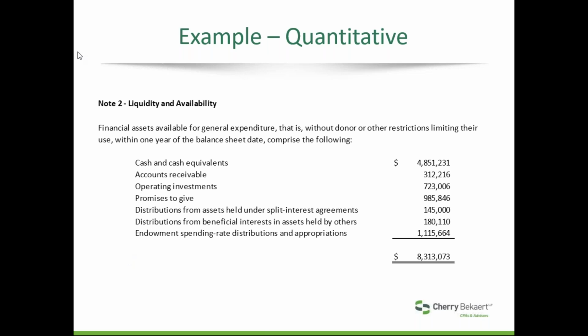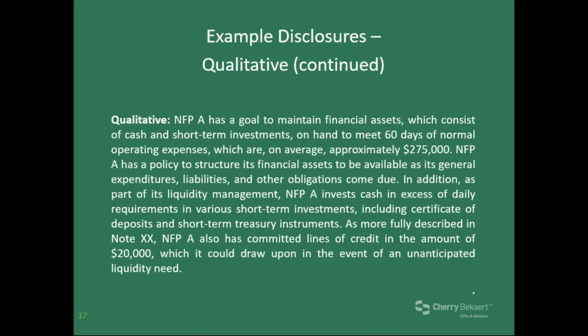So let's move on to the next part of what is required. Here is the qualitative part of the disclosure. In this part of the disclosure, you are basically discussing what the organization's policy is about how it meets its obligations, and that if there's excess cash that's not needed for operations, it's invested. It also discusses that in times when cash is not available or other assets are not available to be liquidated to fund expenditures, the organization has a line of credit that it can access to handle any unanticipated liquidity needs.